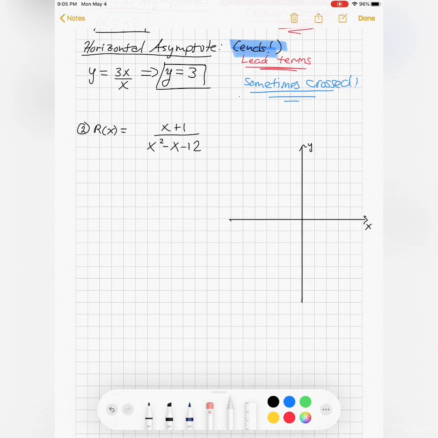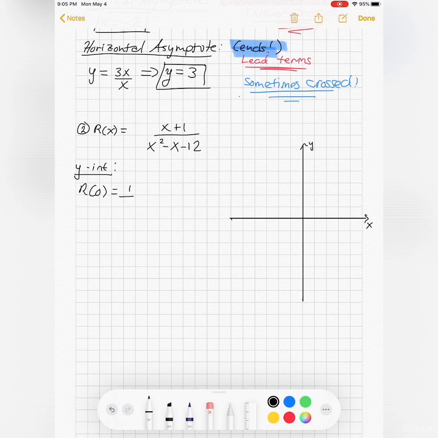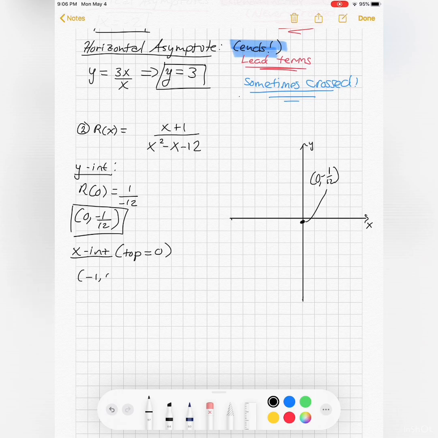So we'll use option number 2. So we're going to try to put together information. We'll start out with, say, the y-intercept. So I set x to 0. Okay, so this doesn't have to be to scale, but I'll label. For the x-intercepts, remember I used that trick. I set the top equal to 0.